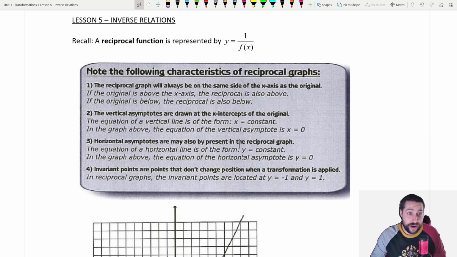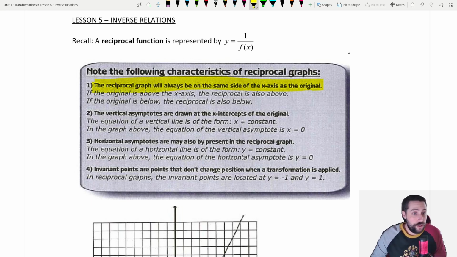The reciprocal graph will always be on the same side of the x-axis as the original. So if the original is above the x-axis, the reciprocal will also be above. If the original is below, then the reciprocal will be below as well. Okay, so I'm going to highlight the first one here. That's actually really important for us to know.